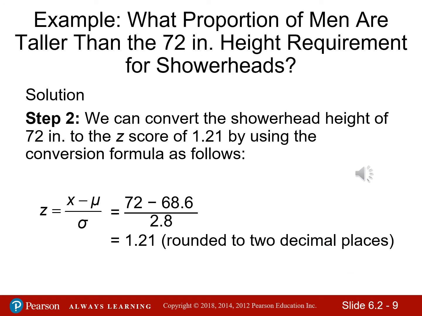Step 2. We can convert the shower head height of 72 inches to a z-score of 1.21 by using the conversion formula as follows. z equals 72 inches minus our mean, which is 68.6 inches, divided by our standard deviation of 2.8 inches. And that gives us a z-score of 1.21.